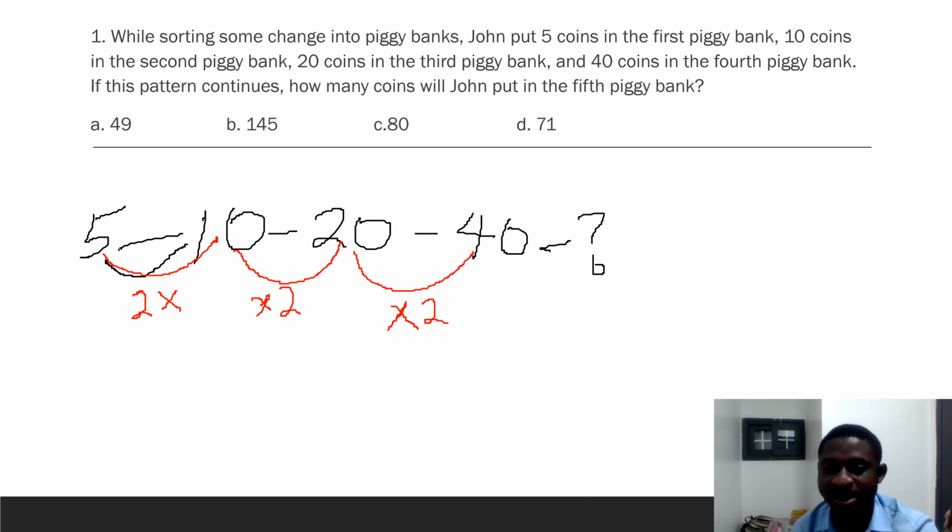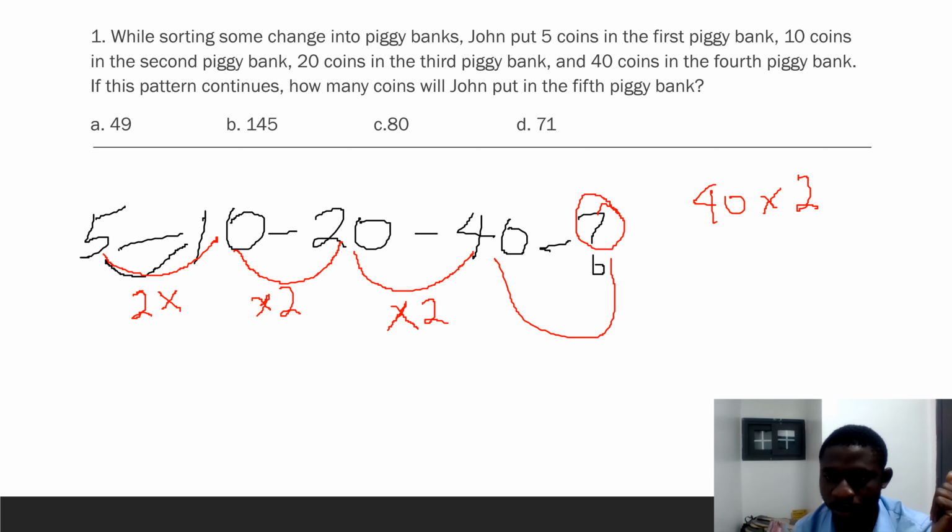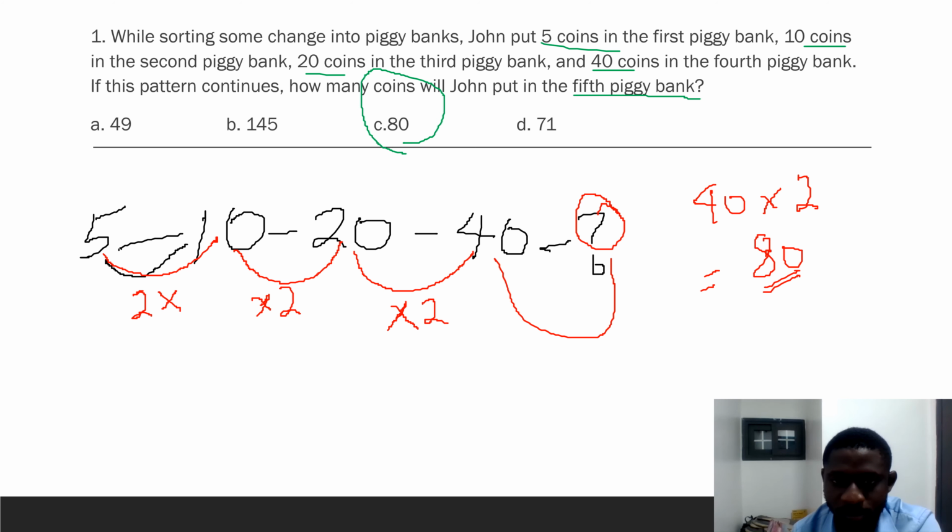Therefore, we are able to predict that from 40 to the next number, which is the question mark we don't know, is likely to be what? Times 2. So we can therefore say the fifth number is going to be 40 times 2, which in turn will give us what? 80. So now let's come to the question itself. While sorting some change into piggy banks, John put 5, into the next he put 10, the next he put 20, the next he put 40. How many will he put in the fifth piggy bank? And you know the answer is what? 80.